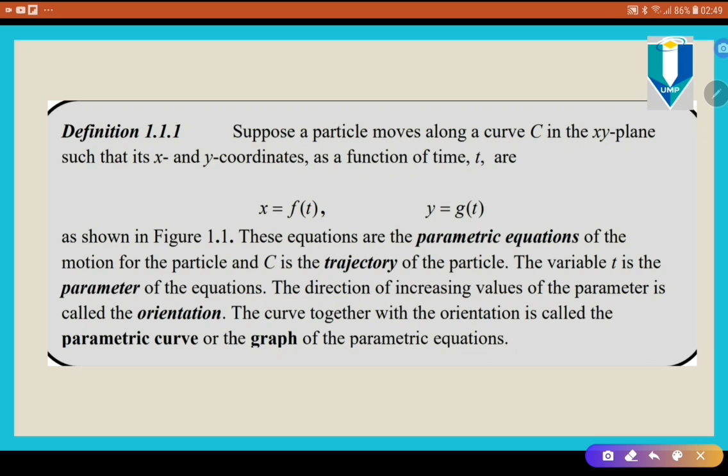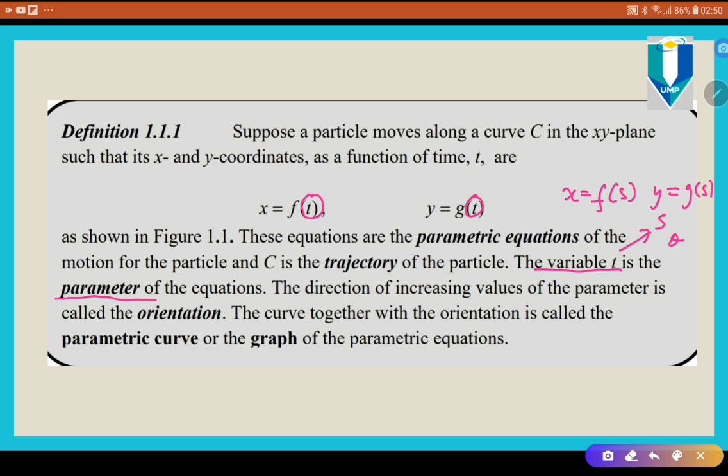What I'm going to stress here is the variable t. Okay, the variable t is the parameter. So you see here, the parameter is the parameter t. But sometimes you also have parameter s. So if we have parameter s, then x equals f(s) and y equals g(s). Okay, so the parameter can be any variable. It can be t, it can be s, it can also be theta.